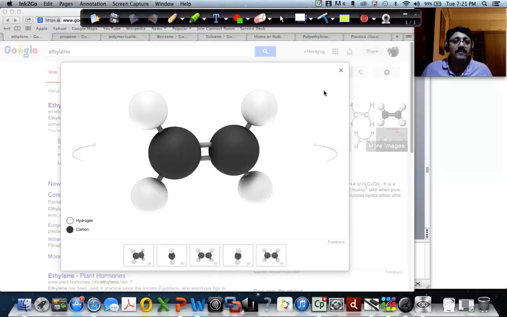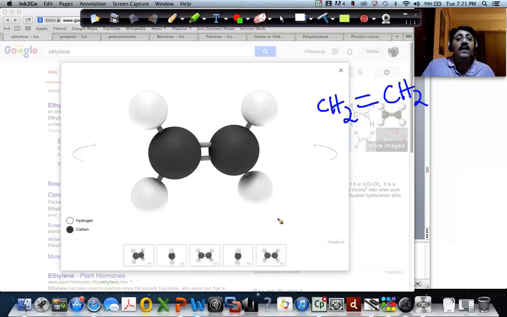The chemical formula is CH2=CH2. That's how you write it. Why the double bar? Because between the two carbon atoms you have what is called a double bond. You can see two lines there. What kind of bonds are those? You will learn that in detail in organic chemistry, and I don't want to get into that.